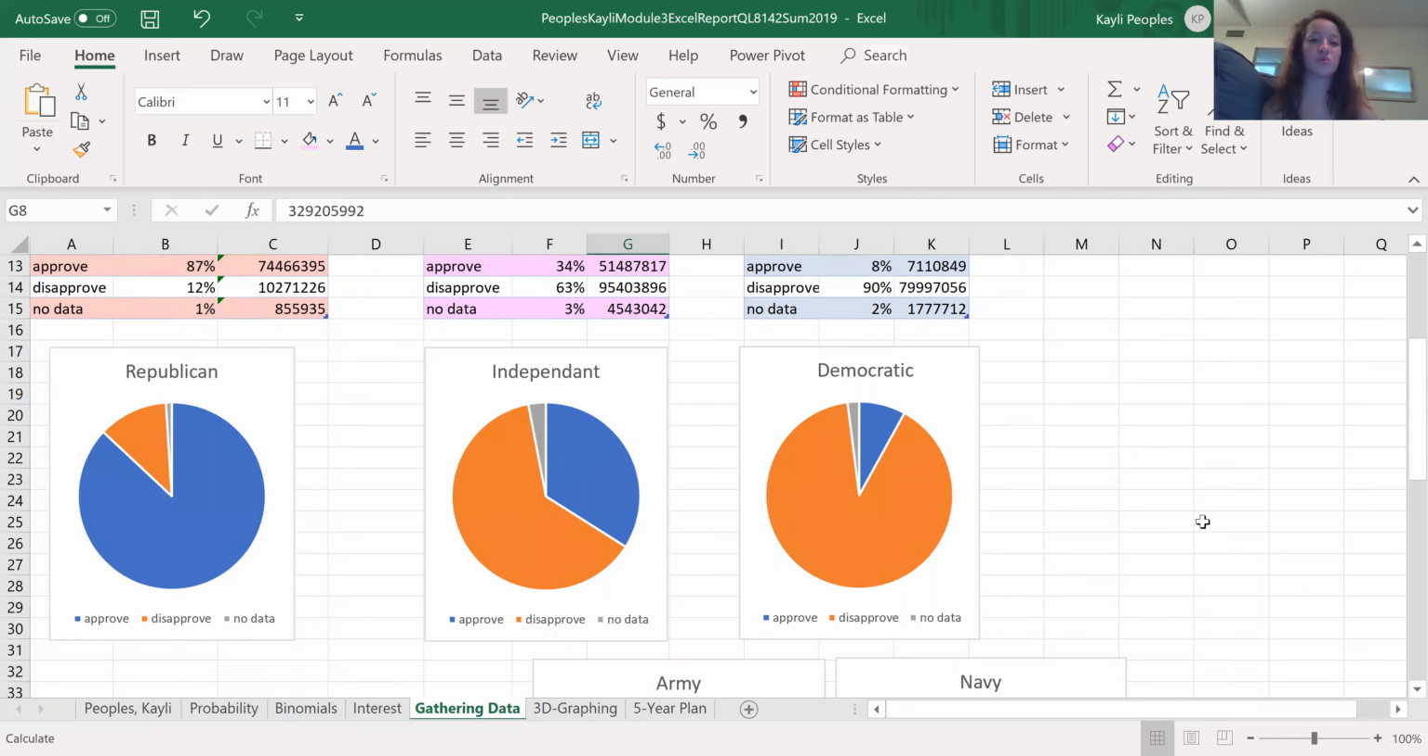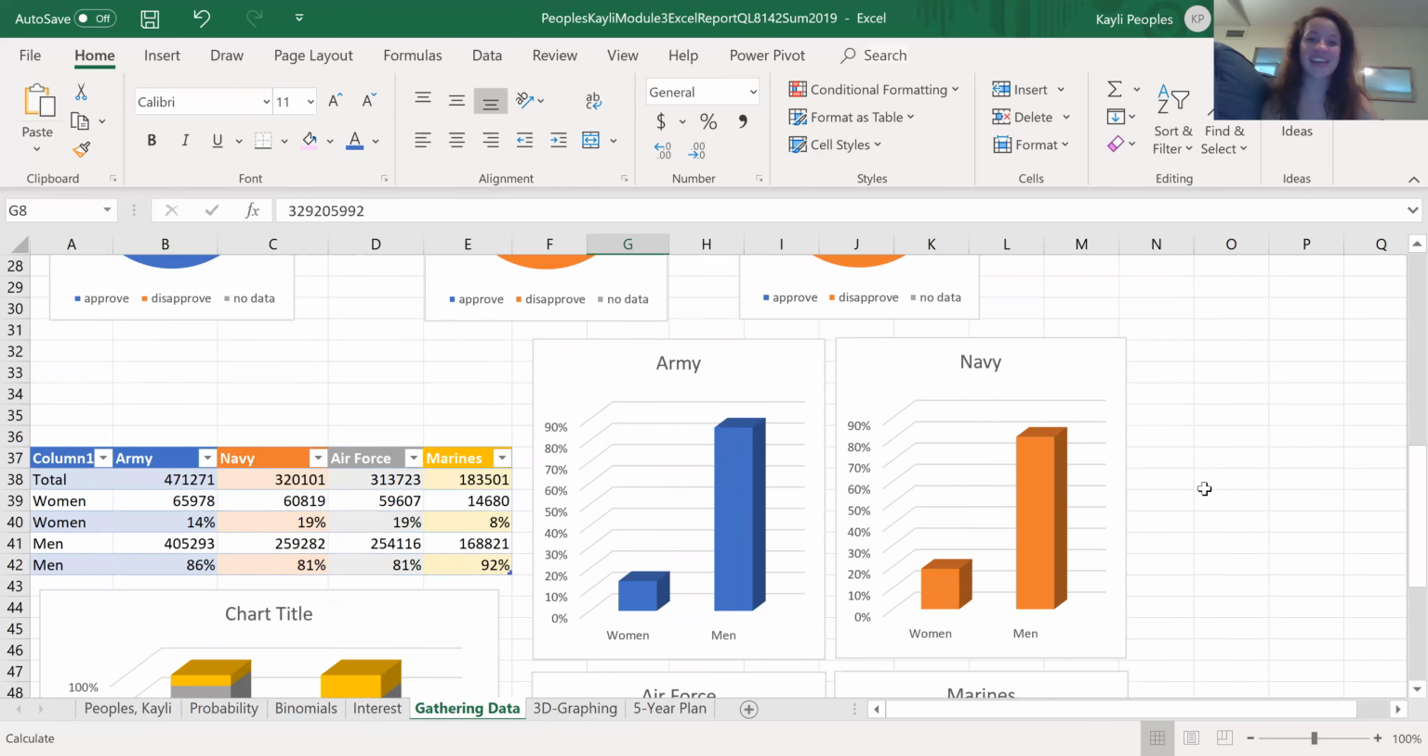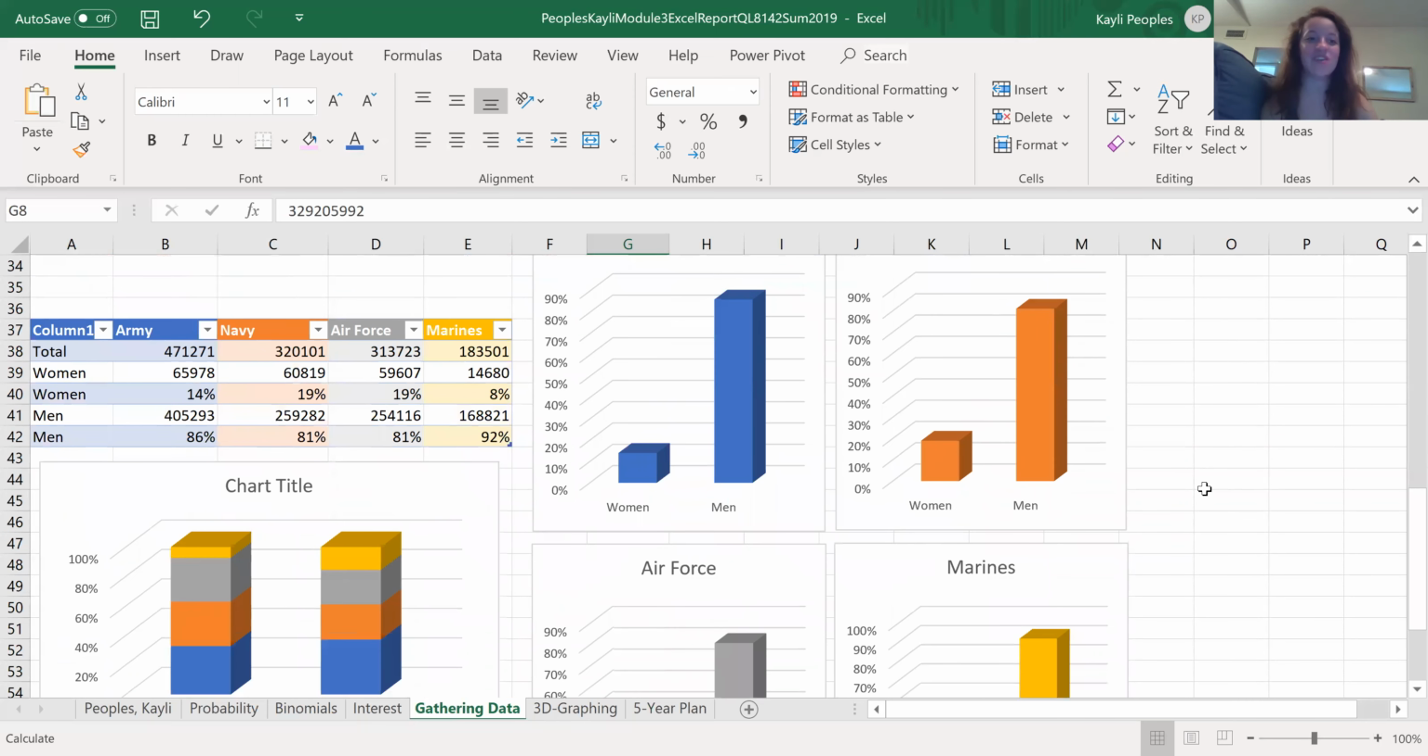So overall, I feel like people don't approve of Trump. That's okay.